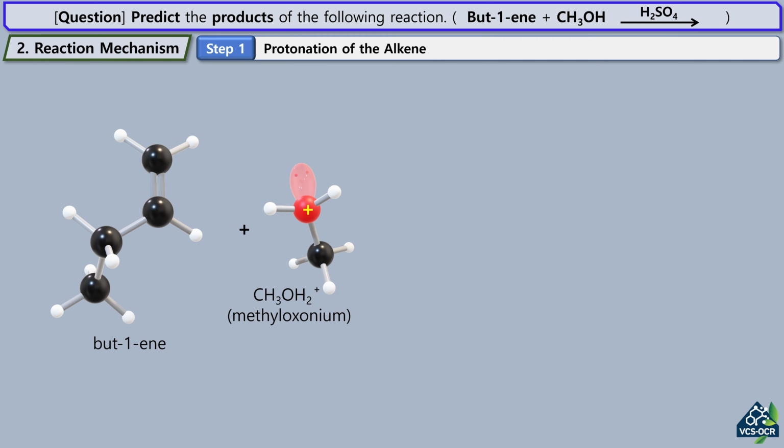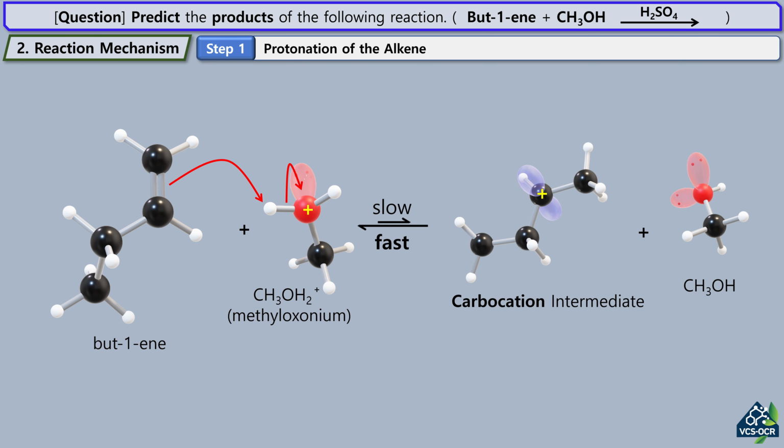Step 1. Protonation of the alkene. The reaction begins with the pi electrons of the 1-butene's double bond acting as a nucleophile and attacking the strong acid. A proton is transferred to the alkene. Following Markovnikov's rule, the proton adds to the less substituted carbon atom to form the more stable secondary carbocation at carbon 2. This is the rate-determining step.